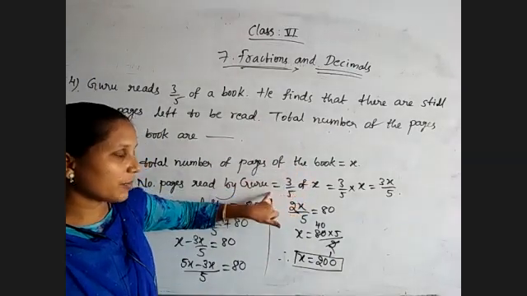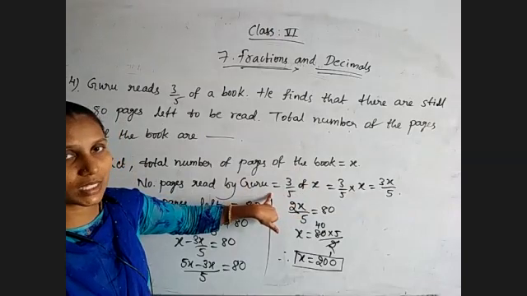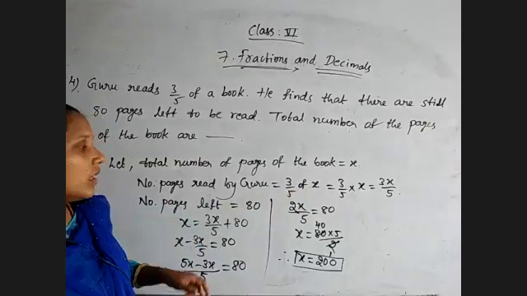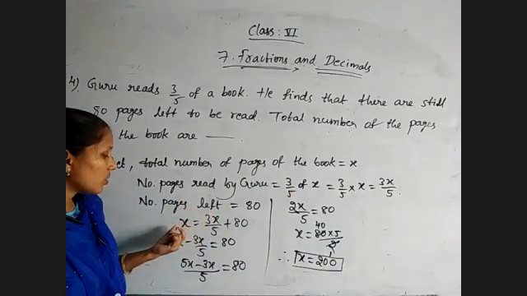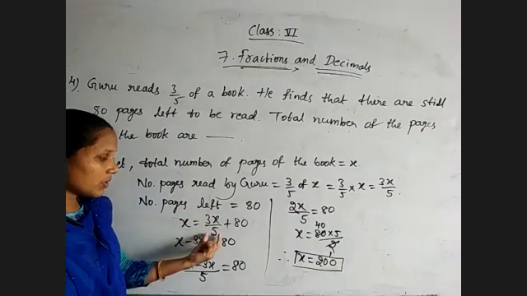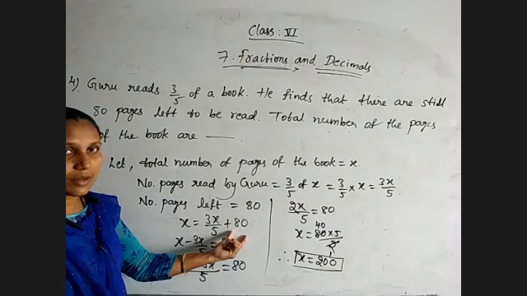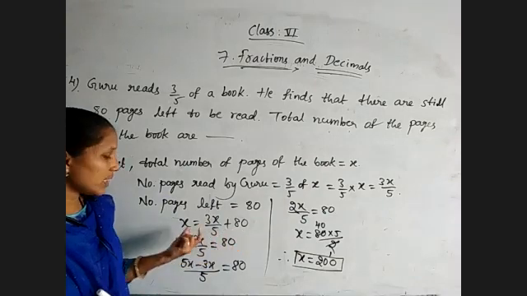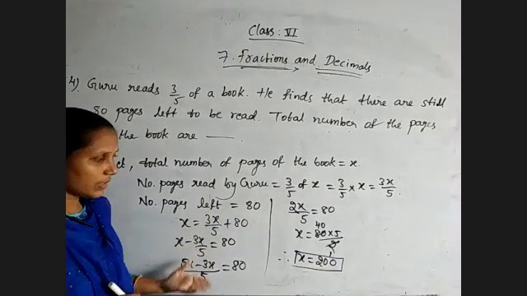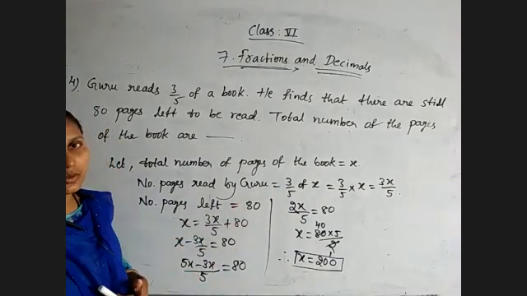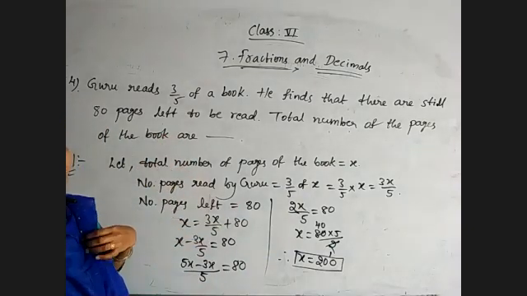Then the number of pages read by Guru will become 3 by 5 into X. That is nothing but 3X by 5. And still there are 80 pages left to read. So total pages will be equal to the pages read by Guru plus the pages left in the book. The sum of those two will give us the total number of pages. So by solving this equation, we get the X value as 200. Means the total pages of the book are 200.